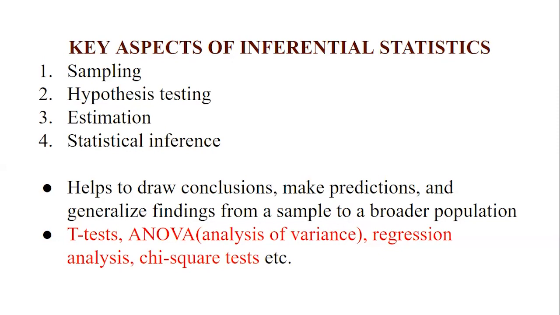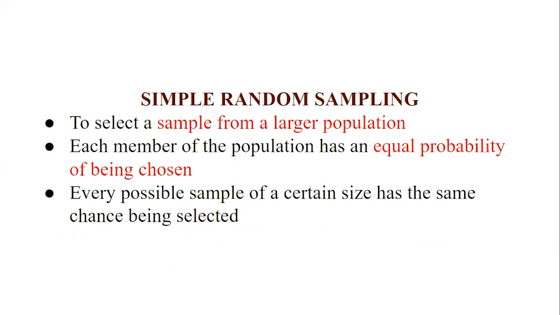Now let's move to our options. Our first option was simple random sampling. What is simple random sampling? It is a method used in research to select a sample from a larger population where each member of the population has an equal probability of being chosen, and every possible sample of a certain size has the same chance of being selected. So it is a very common, popular type of sampling used in social science research.